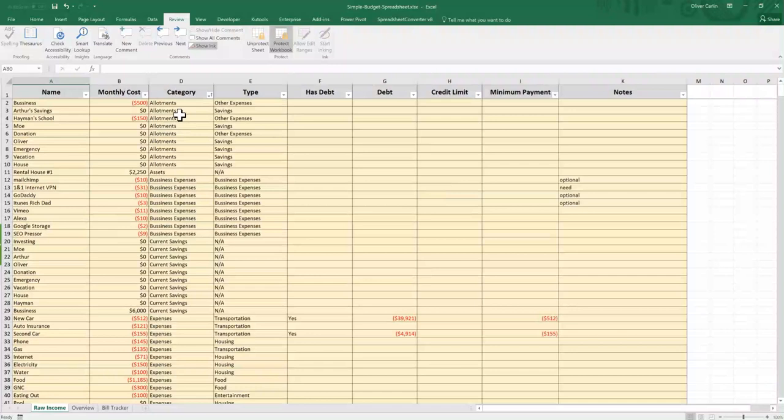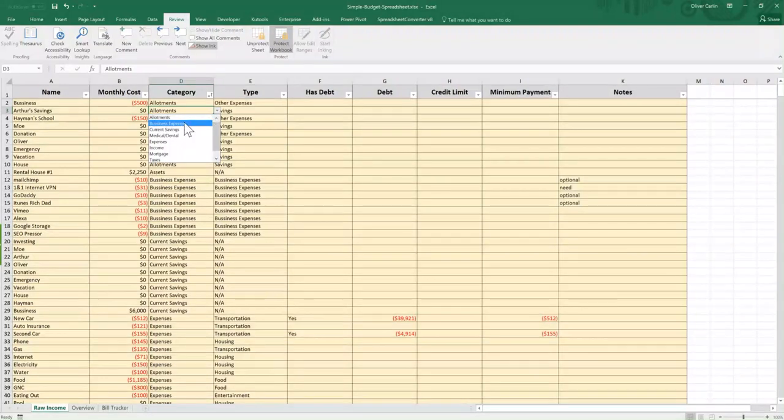Now, if you look at the category, it's all drop down stuff. So you have your allotments. Allotments are simply something where you have scheduled money to go there every month, like maybe a college fund. So you'd have an allotment going into that from your income. You have allotments going towards something out of your income every month.